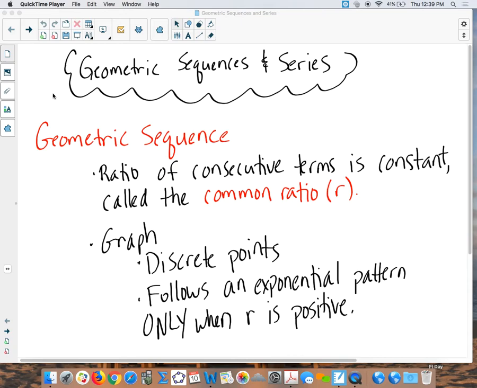Today we're going to talk about geometric sequences and series. A geometric sequence occurs when the ratio of consecutive terms is constant. We call that the common ratio, and we're going to always use the letter r to talk about that. And the graph of a geometric sequence, like arithmetic, will be discrete points, and it will follow an exponential pattern, but only when the common ratio is positive.